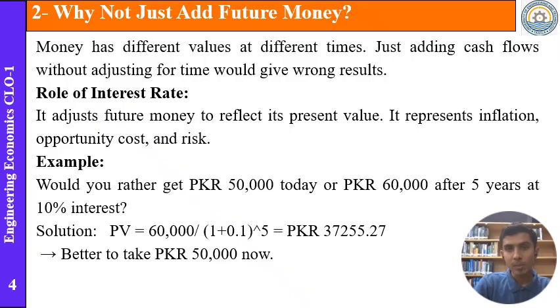If I give an example from my childhood, in 2014 the value of the United States dollar was nearly 99 to 100 Pakistani rupees. But now in 2025, the value of the dollar varies from 275 to 280 Pakistani rupees. In this way, the value of money varies from time to time. Like in this example, the present value of 60,000 rupees after 5 years is nearly 37,255. So it is better to take 50,000 rupees today instead of taking 60,000 after 5 years.